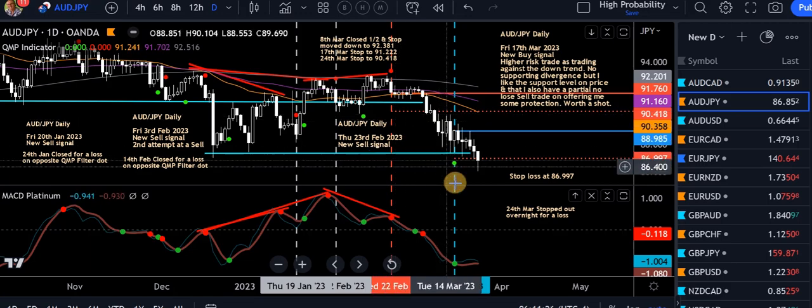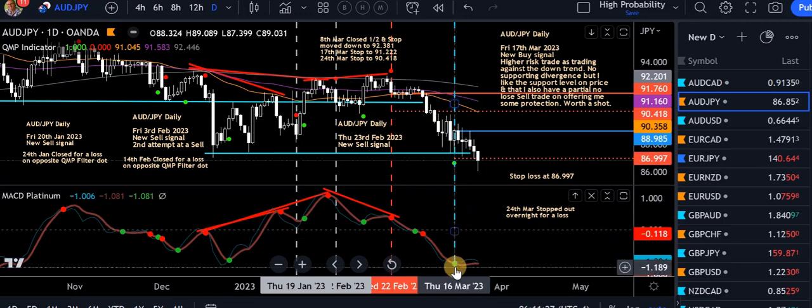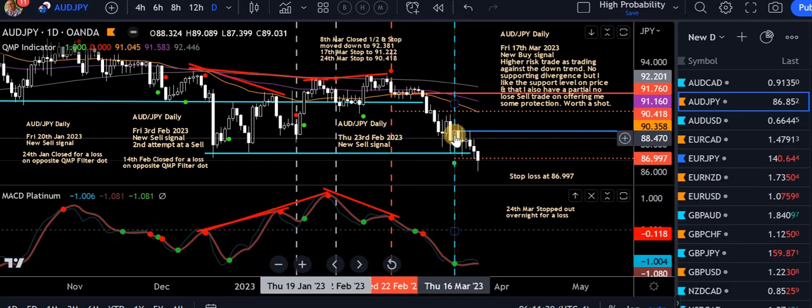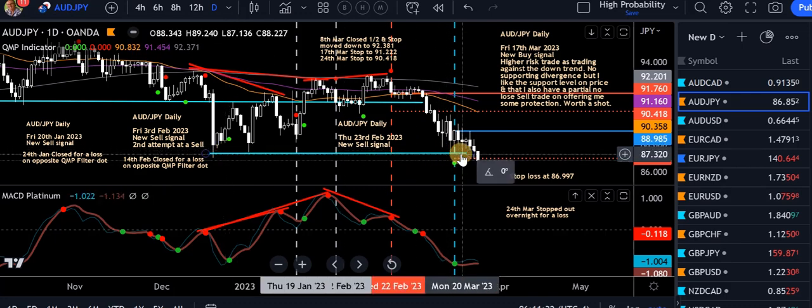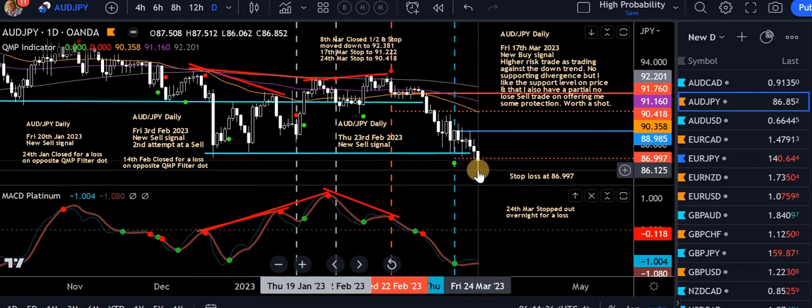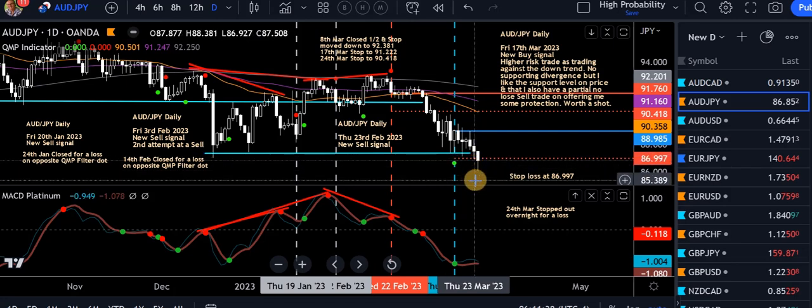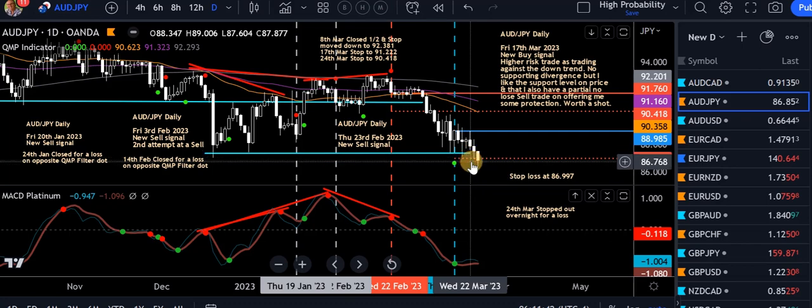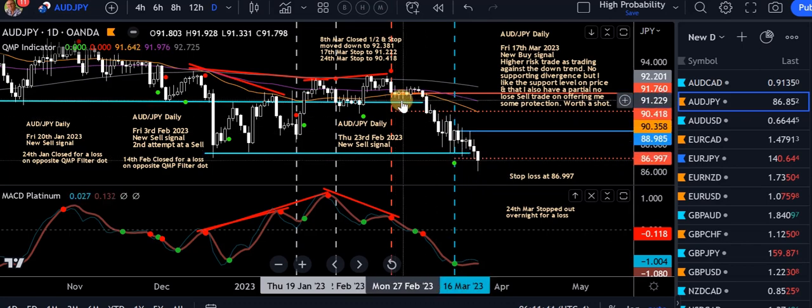So yeah, it was a buy signal, the MACD Platinum, a long way below the zero level. We had this sort of support level here on price, which I liked, which obviously didn't hold. And it took my stop out on the Thursday. So Friday just confirmed, so it stopped me out. The good thing is, I'm in a sell trade.